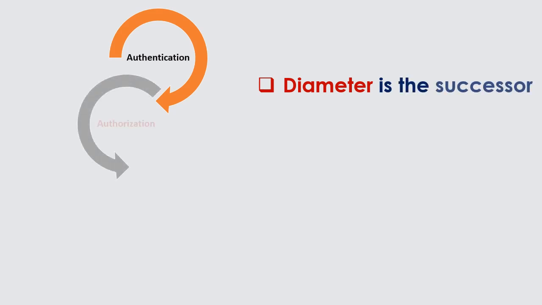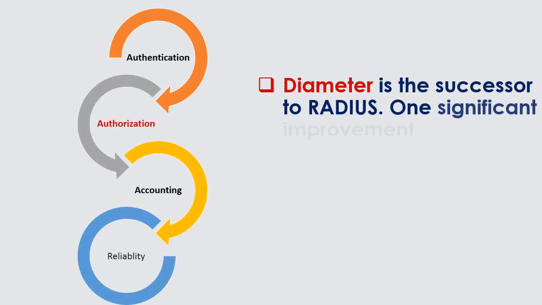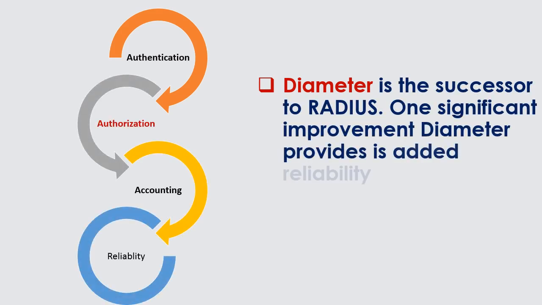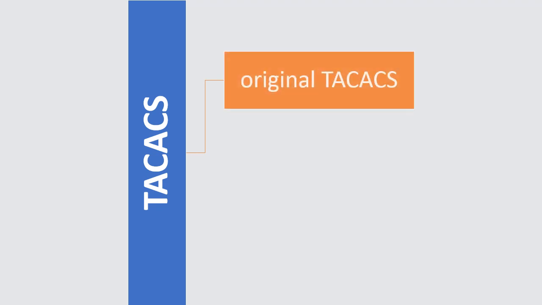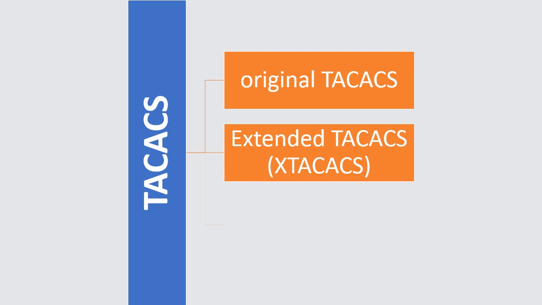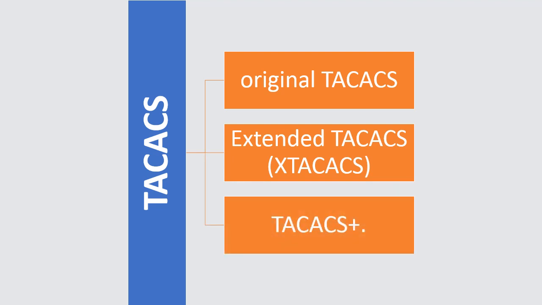Diameter is the successor to RADIUS. One significant improvement Diameter provides is added reliability. TACACS is an alternative to RADIUS. TACACS comes in three versions: original TACACS, Extended TACACS (XTACACS), and TACACS+.